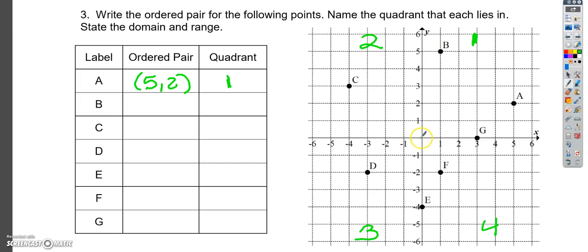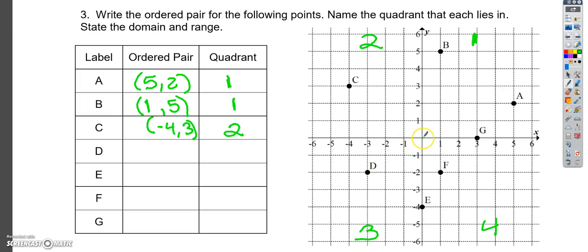Here's B. So we have to start at 0, go right 1, up 5. So that's a positive 1, positive 5. And that is also in quadrant 1. Here's C. Start at the origin. You're going to go left 4, so that would be negative 4. And up 3, that would be positive 3. So negative 4, 3. And that's in quadrant 2.